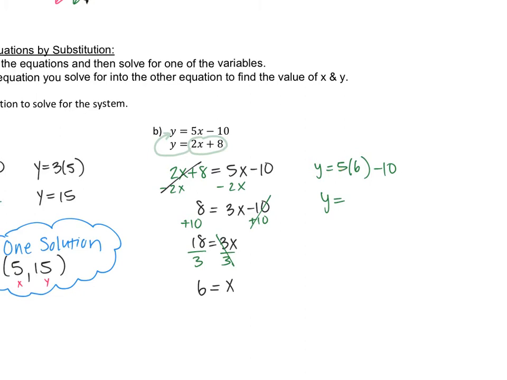So if I multiply these two, 5 times 6 is 30. 30 minus 10 is 20. So I have my x, I have my y. Remember, those are coordinate points. That's a pair.